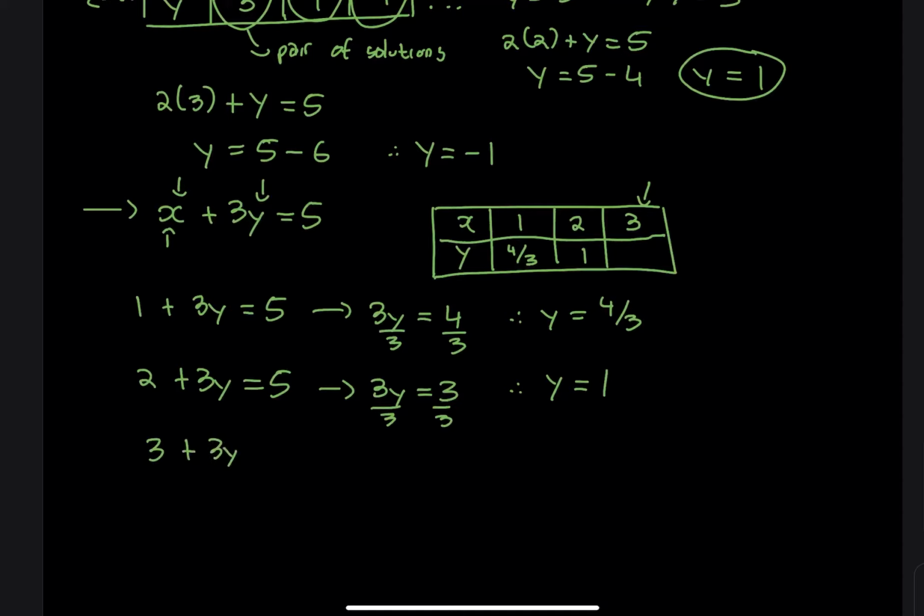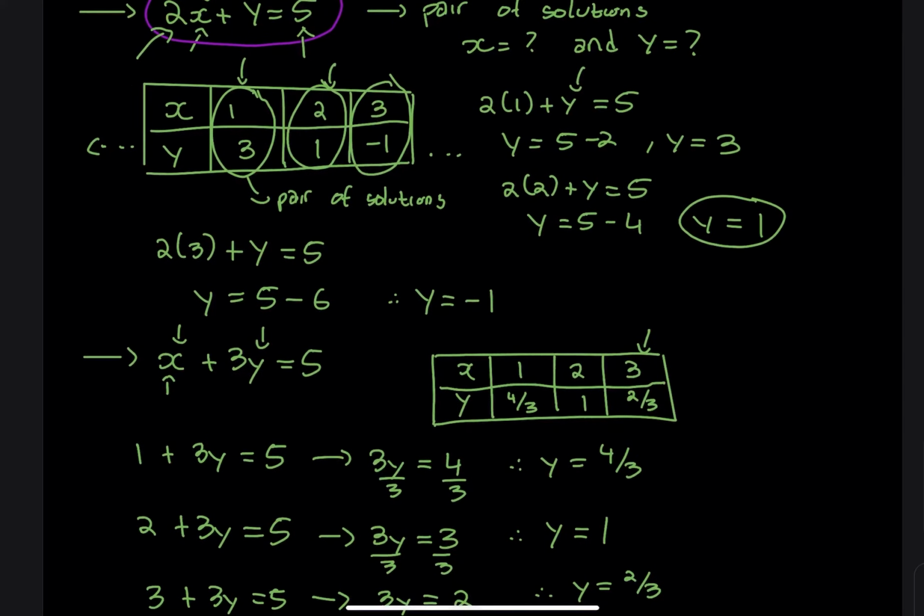plus 3y is equal to 5. I'll get 3y is equal to 5 minus 3, which is 2, and therefore y is equal to 2 over 3. All right. And you can also go on forever.